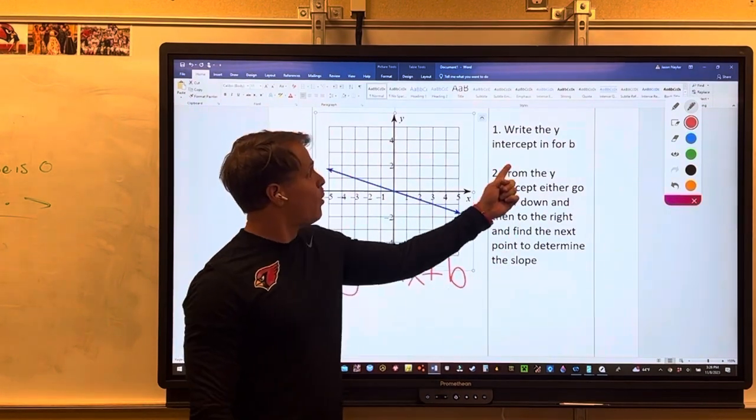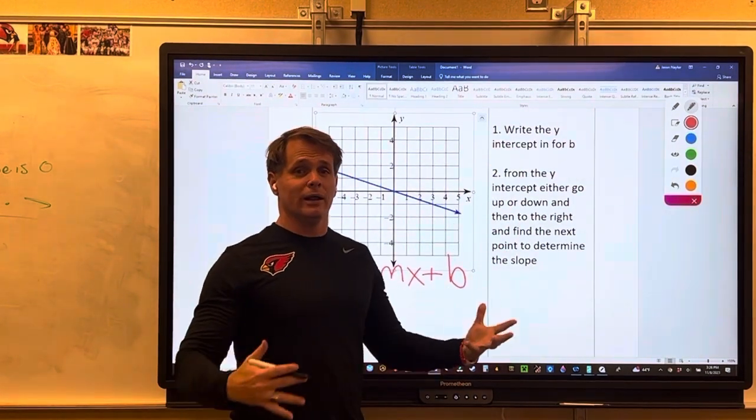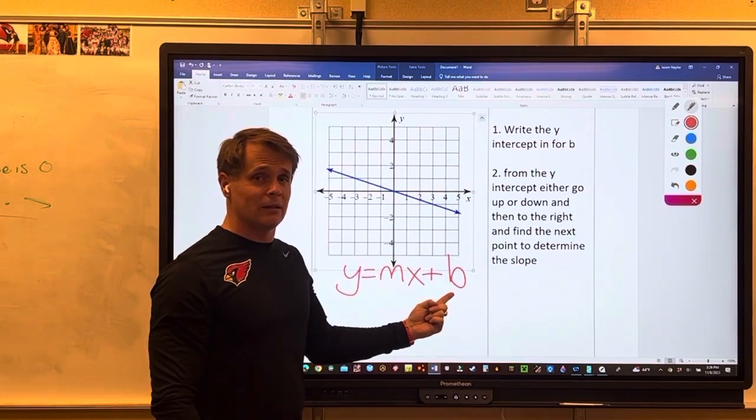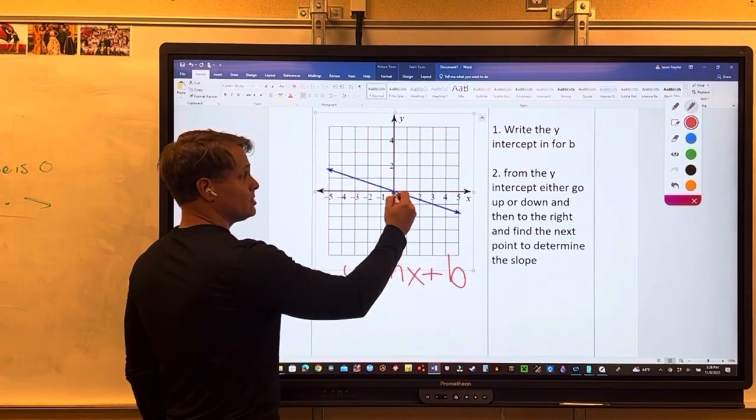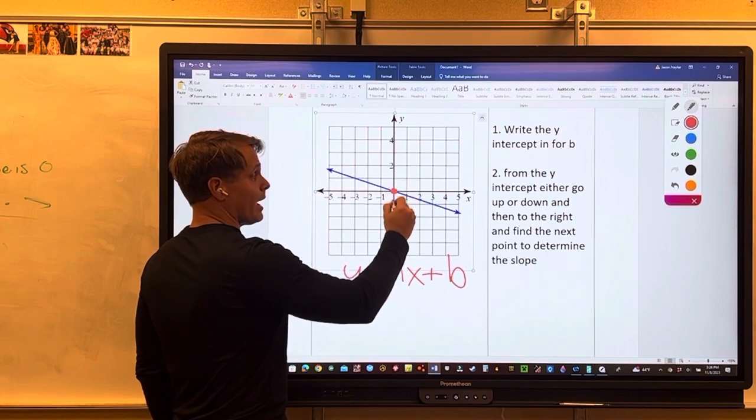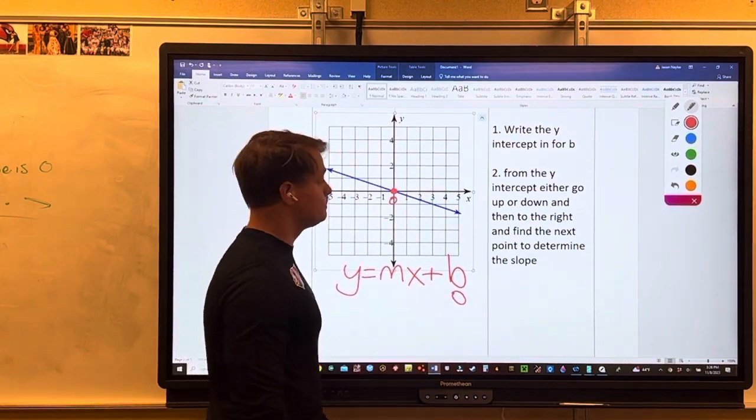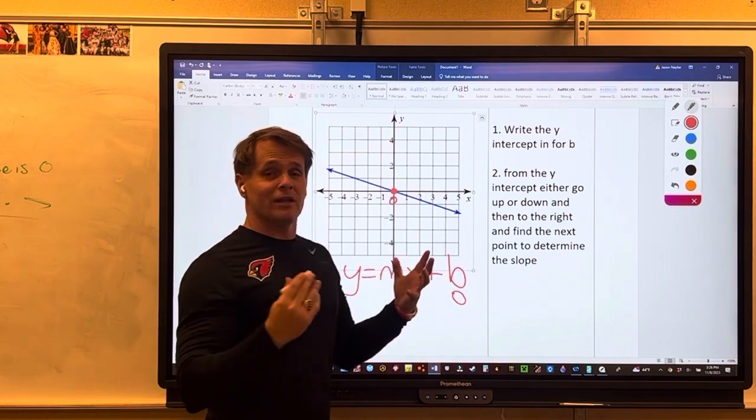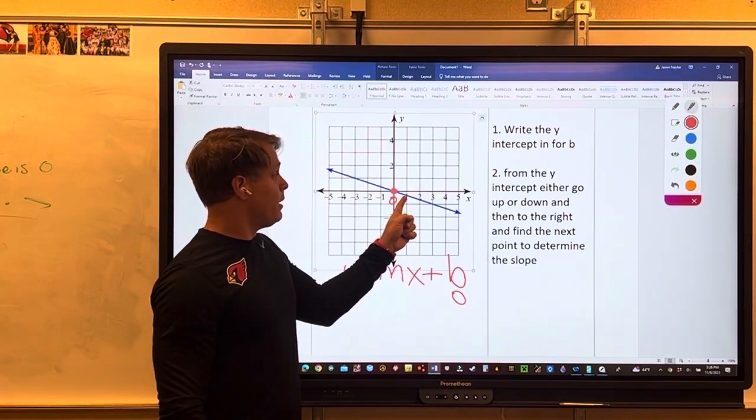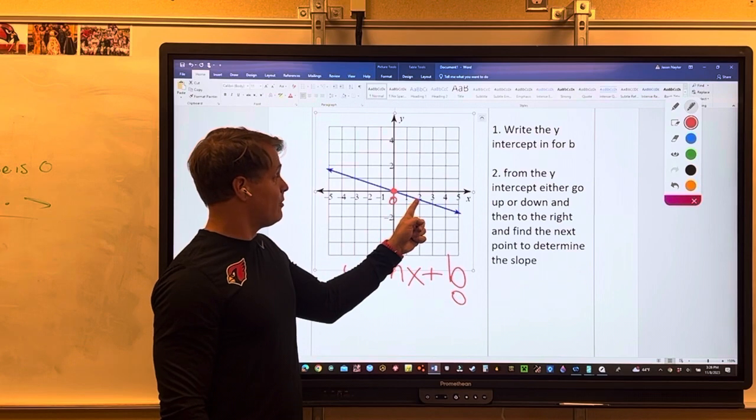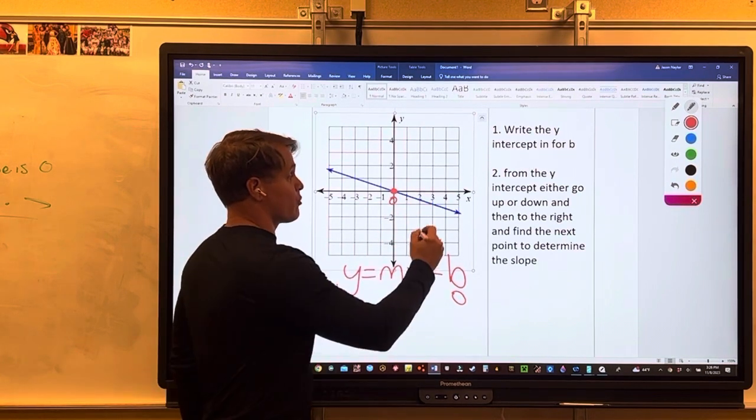So the first thing that I want to do is I want to find out what is the y-intercept. I want to put that in the letter b. The y-intercept is right here, across the y-axis at 0. So I'm going to put a 0 in for b. Now from there, I'm going to go to the next point. The next point is not this one. It's not there. It's right there. It's at 3, -1.